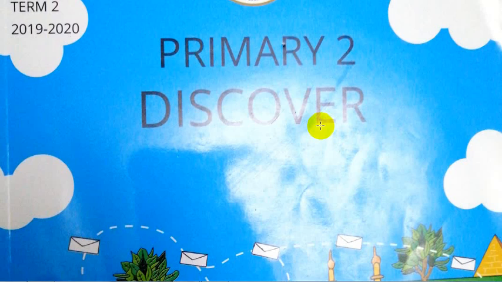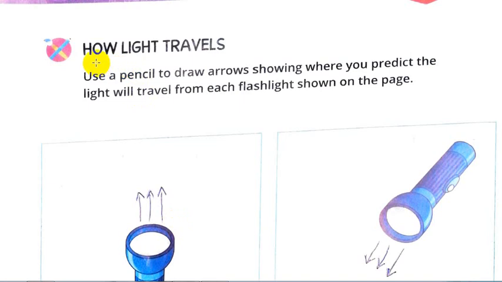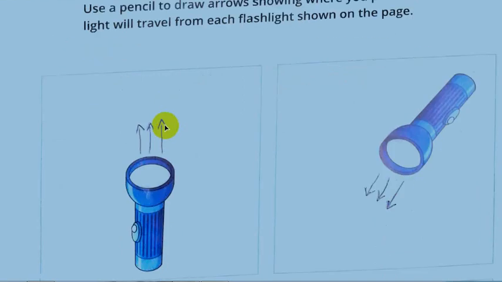Today our lesson is about how light travels. Open page number 216 in the Discover book. Let's start. How light travels. Use a pencil to draw arrows showing where you predict the light will travel from each flashlight shown on the page. Number 1.